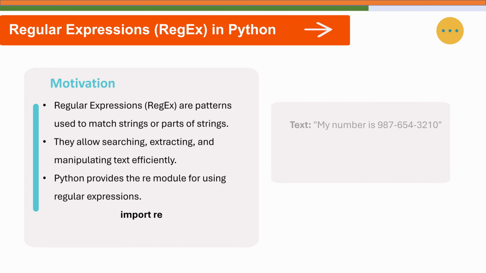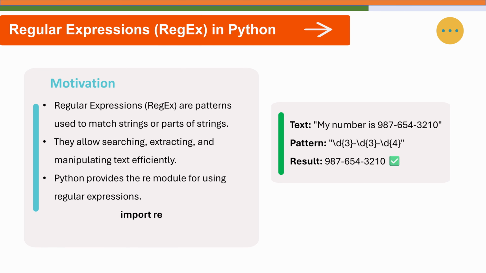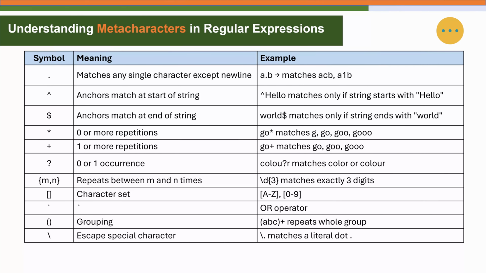Metacharacters are special symbols in regular expressions that control how patterns behave. They are the real power behind regex, allowing flexible matching. Now let's explore the real power of regular expressions, that is the metacharacters. Each of these symbols gives a special meaning to your pattern. The dot matches any character except a newline, while the caret anchors the match at the beginning of the string, and the dollar sign anchors it at the end. The repetition symbols asterisk, plus, and question mark control how many times a pattern repeats: from 0 or more, to 1 or more, or even optional.